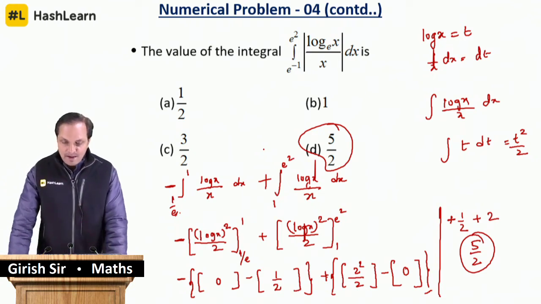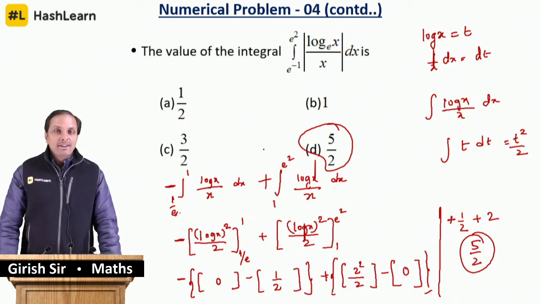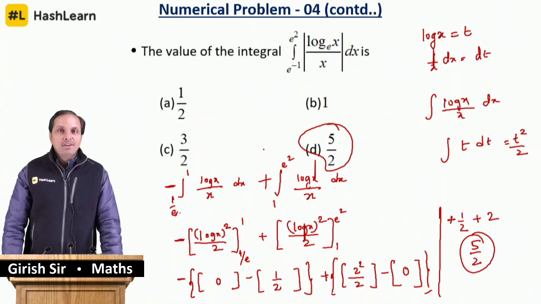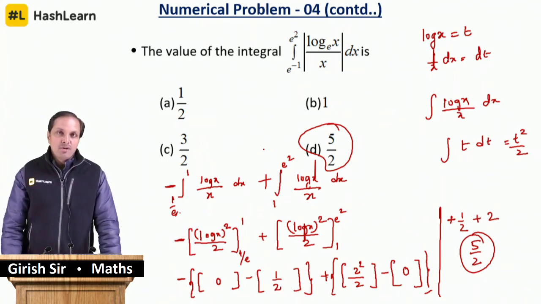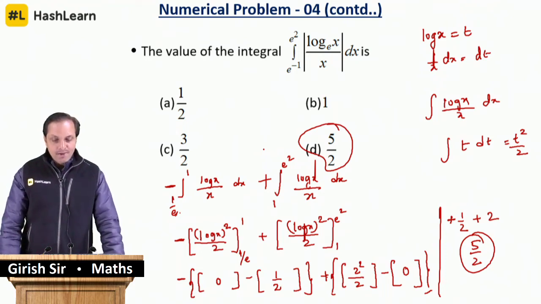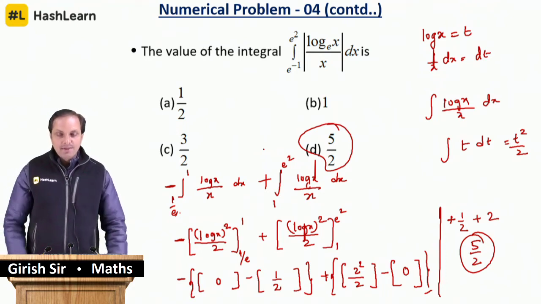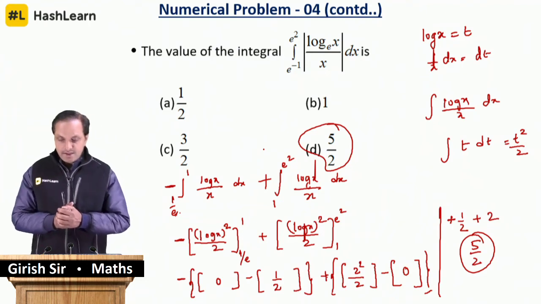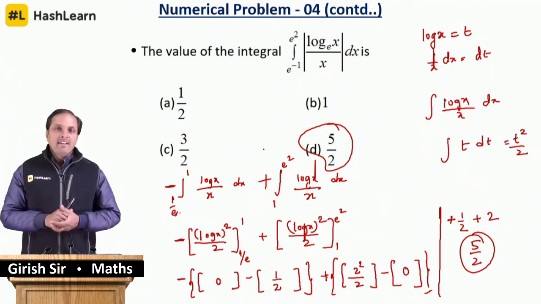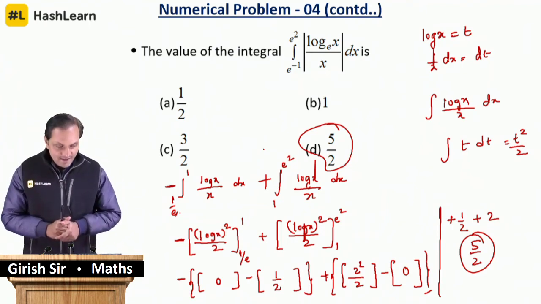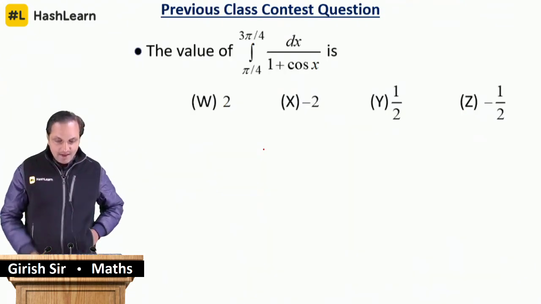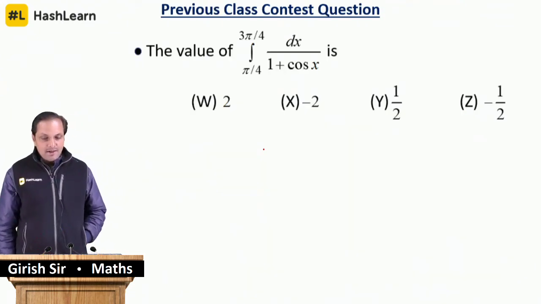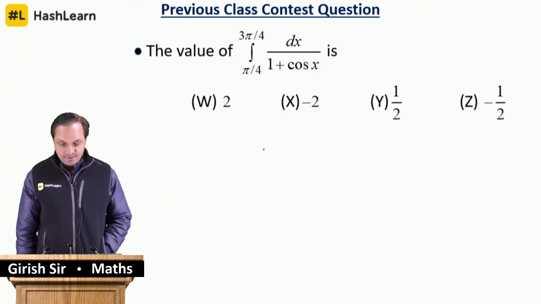Hope you all followed the problem. Make sure you split the log x by x, which is inside the mod, into two parts. One part will be negative and one part will be positive, and then integrate the problem. Okay, fine then. Let us go to the next question, the previous class contest question.